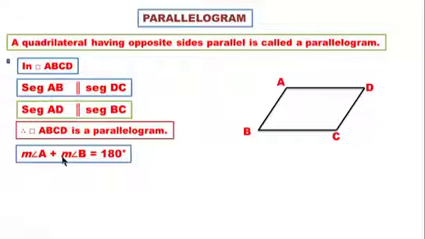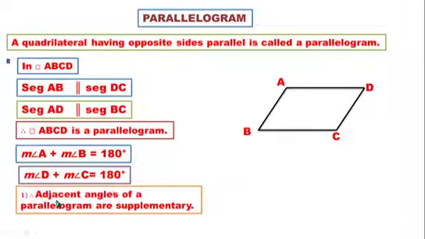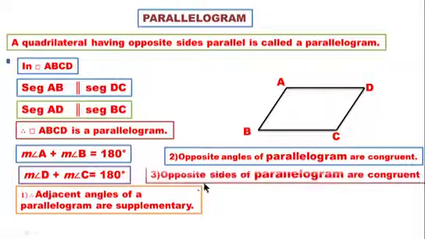Measure of angle A plus measure of angle B is equal to 180 degrees. Measure of angle D plus measure of angle C is equal to 180 degrees. Adjacent angles of a parallelogram are supplementary. Opposite angles of a parallelogram are congruent. Means angle A is congruent to angle C, angle B is congruent to angle D.